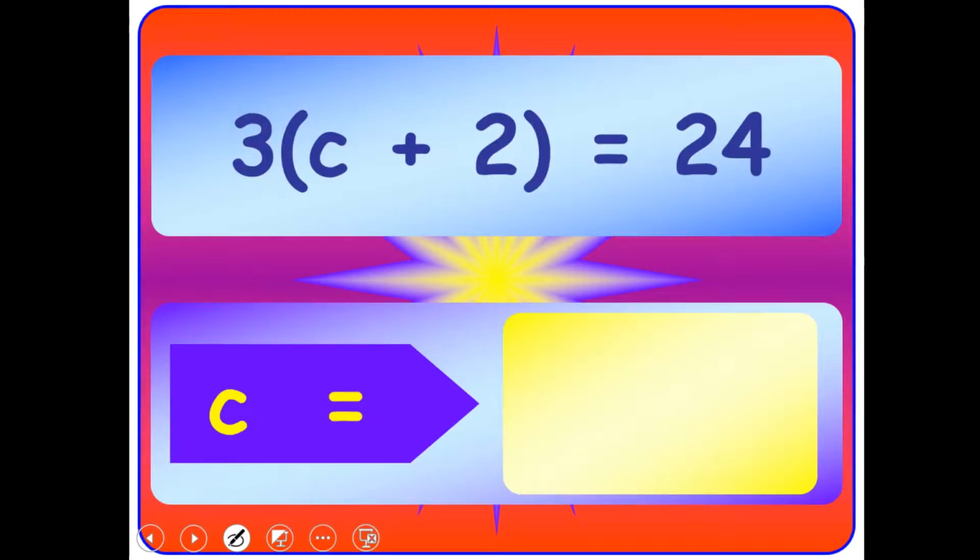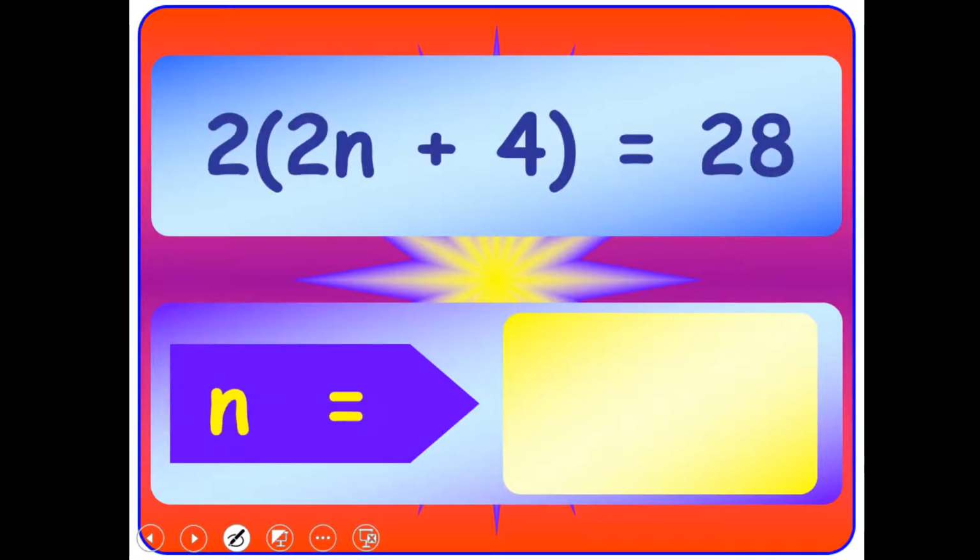Okay, here's one for you to try yourself. Please pause the video, press play when you're ready to see the answer. Answer should have been 6. If you expand the bracket, you get 3c plus 6 equals 24. Take away 6 and that's 3c equals 18. 18 divided by 3 gives you 6. Next one, 2 bracket 2n plus 4 equals 28. Expand the bracket, gives you 4n plus 8 equals 28. Answer 5.